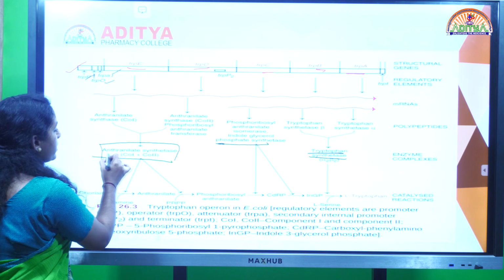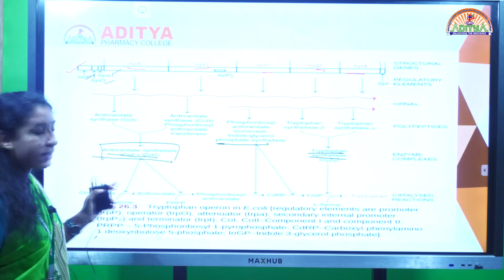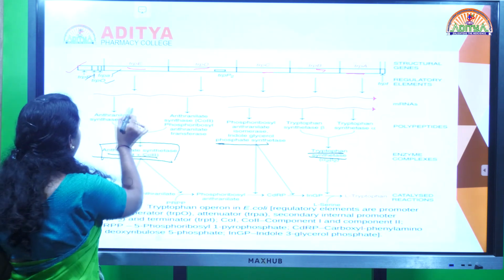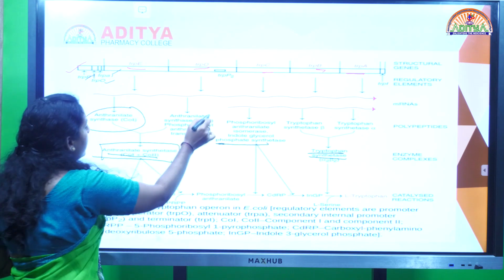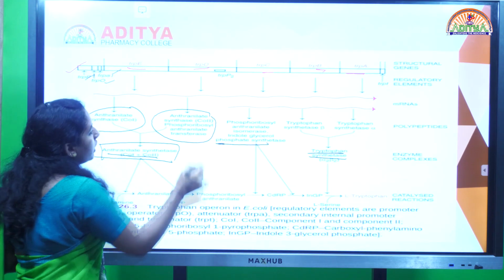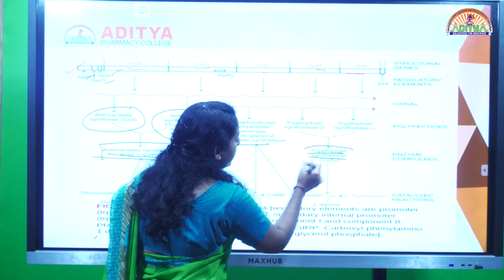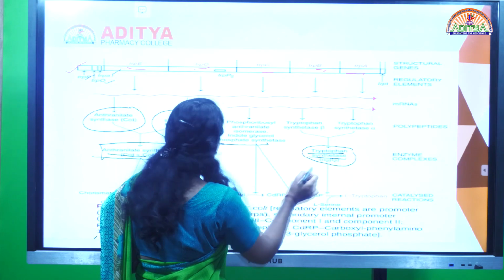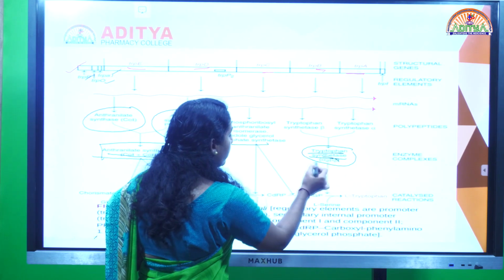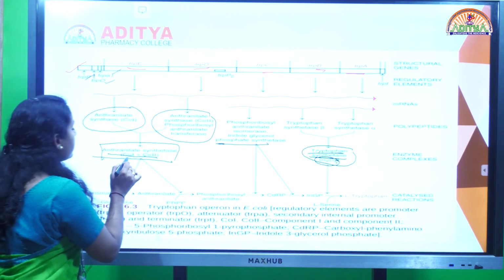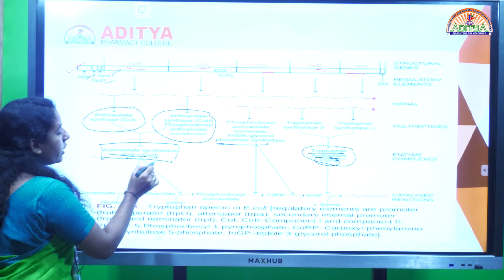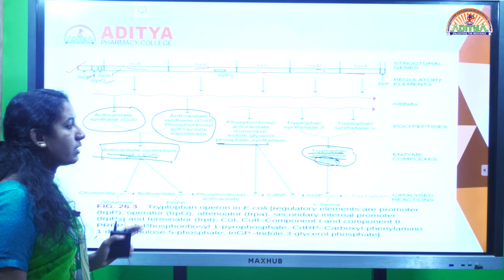Like if you observe this anthranilate synthase complex, this enzyme contains anthranilate synthase 1 as well as anthranilate synthase 2, and if you observe tryptophan synthase, it contains 2 subunits, like alpha 2 and beta 2. Here it contains coenzyme 1 and coenzyme 2. Like that, 2 different subunits are present.